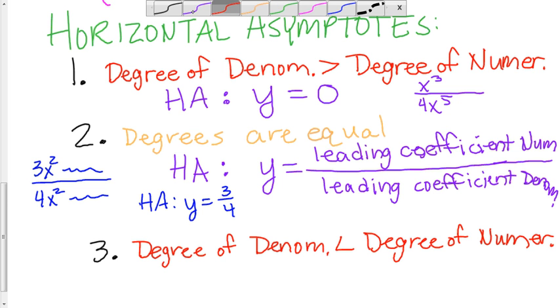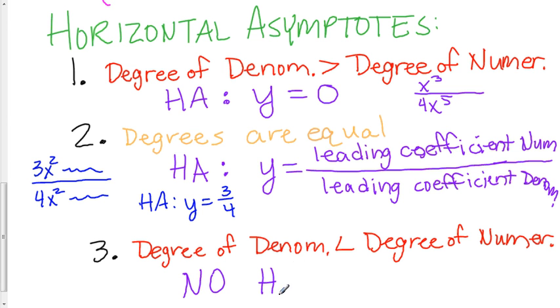If that is the case, there is no horizontal asymptote. And those are the three different things that could happen with the degrees. If the denominator is bigger than the numerator as far as degree is concerned, then y equals 0 is your horizontal asymptote. If the degrees are equal, then you take the leading coefficients, and that's your horizontal asymptote. And if the denominator's degree is less than the numerator's, then there isn't a horizontal asymptote.